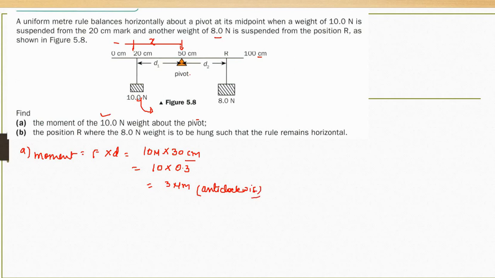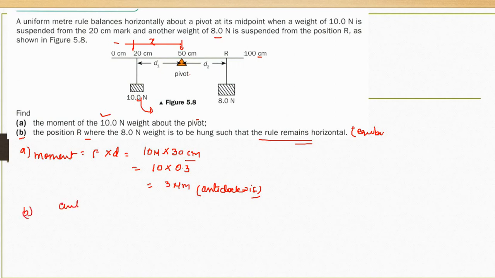Okay, done. Now question number B, the position of R where 8 Newton weight to be hung such that the rule remains horizontal. Rule remains horizontal means what? Remember, this is a condition of equilibrium, means the moment of 8 Newton is equal to the moment of 10 Newton.